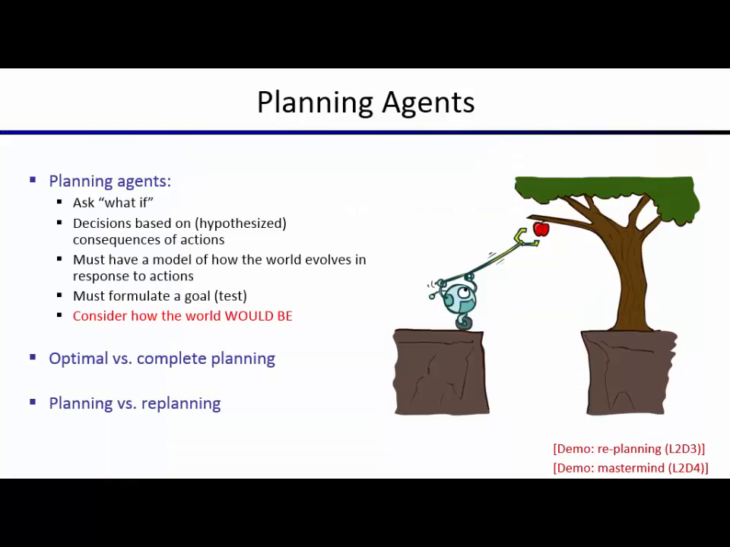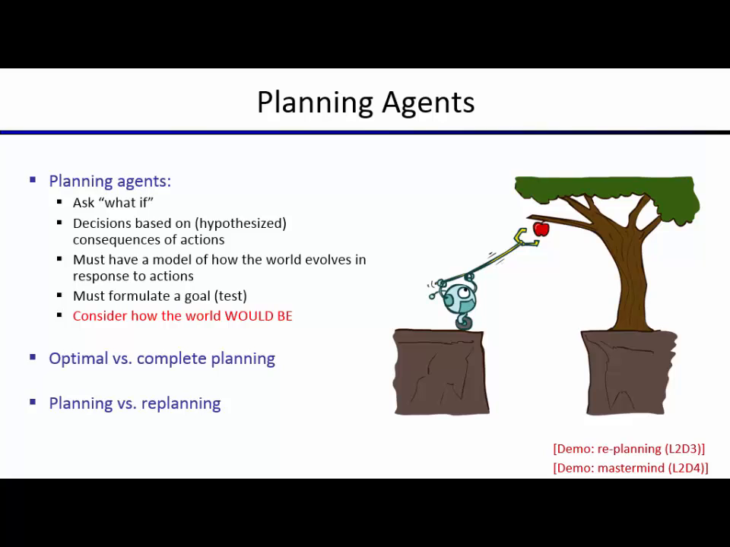Okay, so planning agents are agents that ask what if. So they make decisions based on simulating in their head, if they were to take a sequence of actions, what would happen? And they would, in their head or inside a computer, simulate many different sequences of actions to find one that they prefer. And then, once they found one that they like, execute that sequence of actions. So it's all about thinking about how the world would be if you were to act in a certain way.